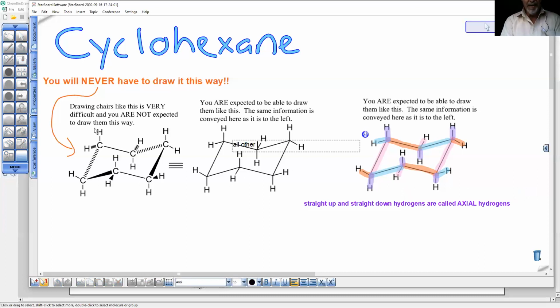All other hydrogens are equatorial. Remember to spell it right. Equatorial. My editor had to correct me so many times when I put equatorial with an I instead of an A. She's a very patient woman. She put up with me.